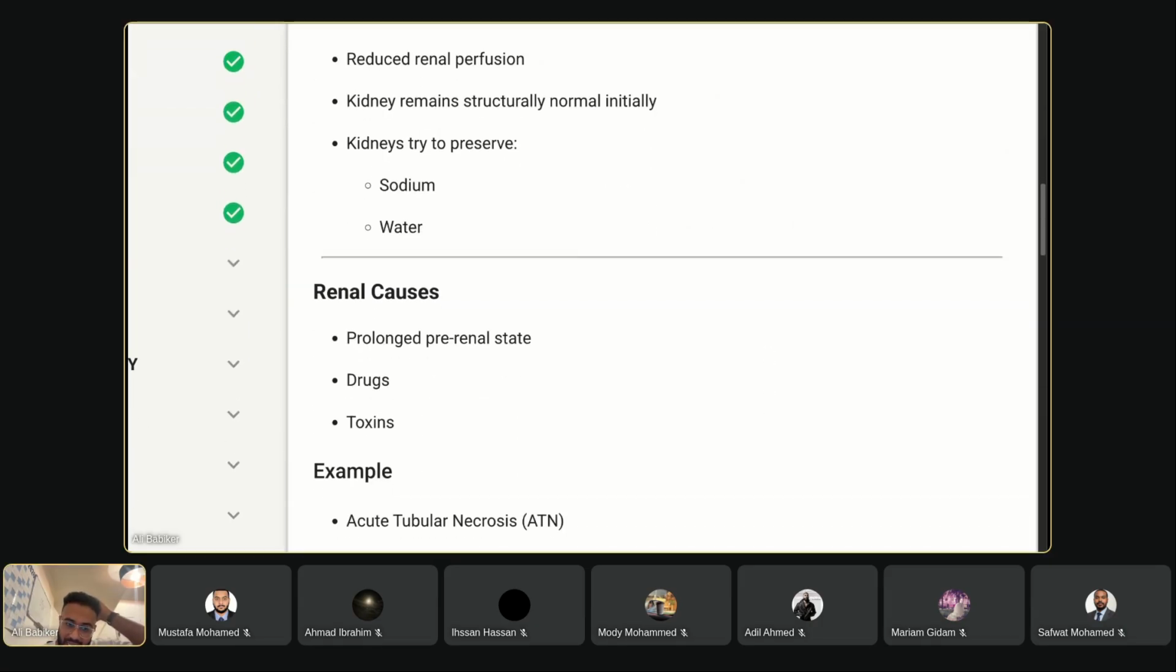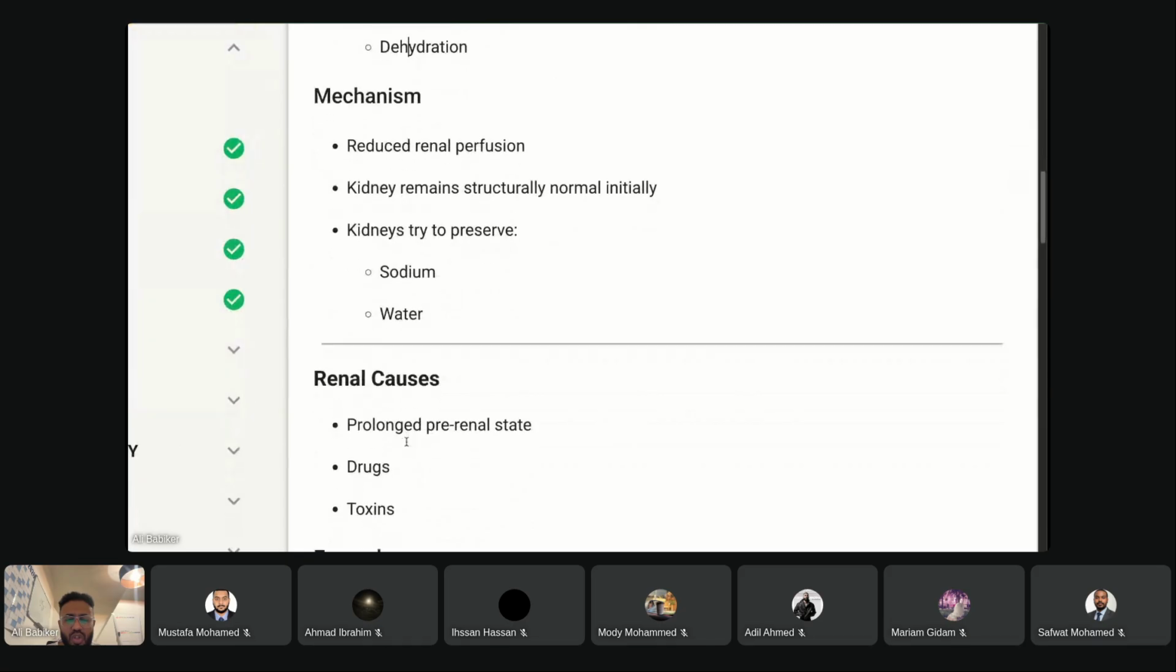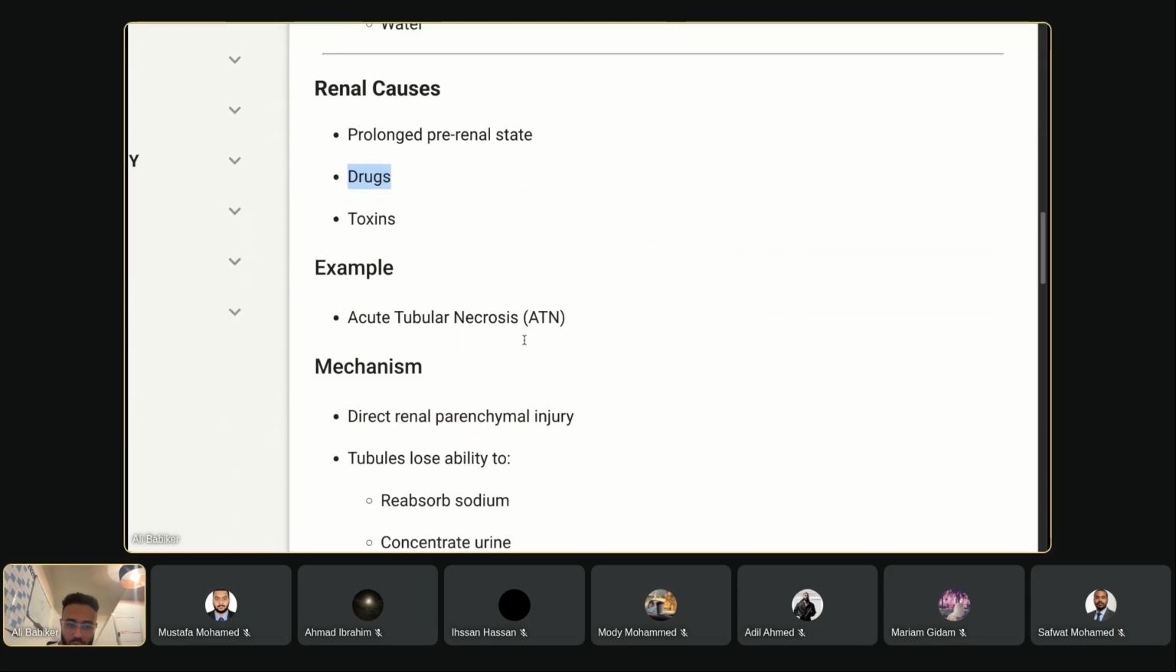Okay, renal causes: prolonged pre-renal state, drugs, and toxin. Meaning, if you have dehydration, shock or hemorrhage, and it continued for days and days, this may lead to renal causes. It becomes a renal cause. Drug and toxin, for example, acute tubular necrosis.